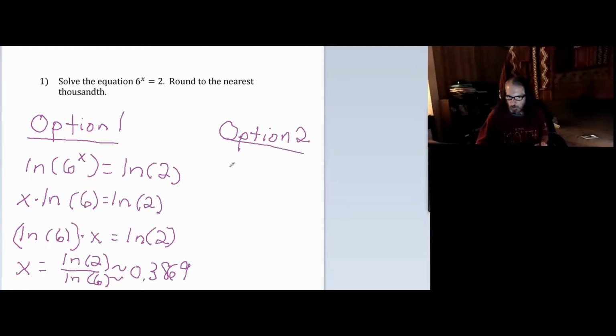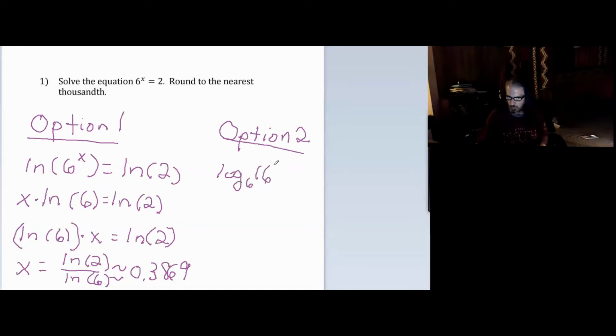We could, since the exponent with a variable in it is an exponent for a power of 6, take the logarithm in base 6 of both sides. And on the left-hand side, the 6 is going to cancel out because we have inverse functions going on there. So we're just left with x equals the log of 2 in base 6.